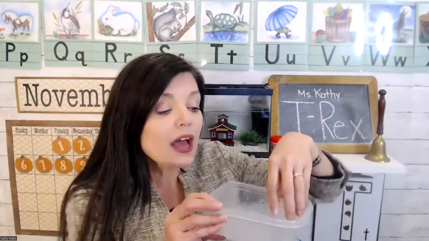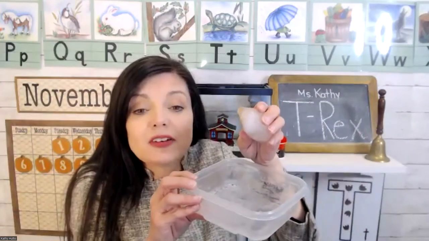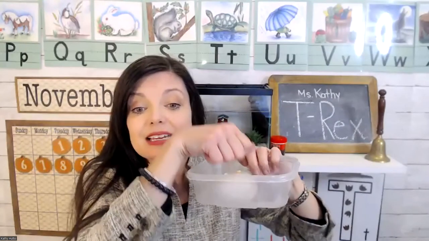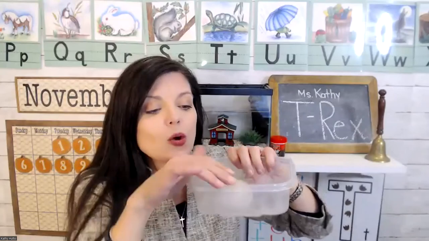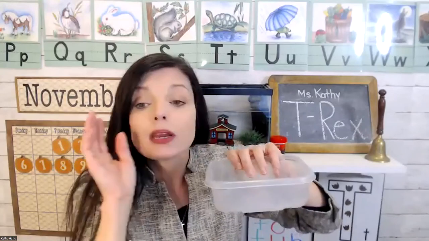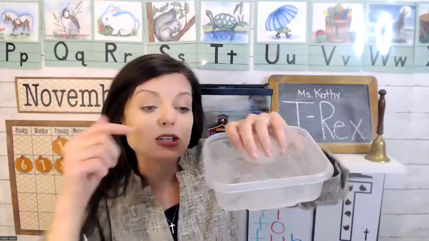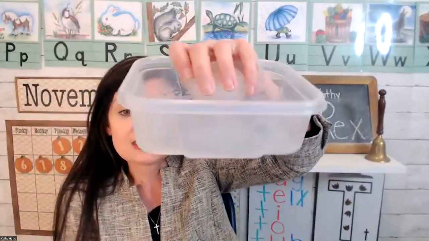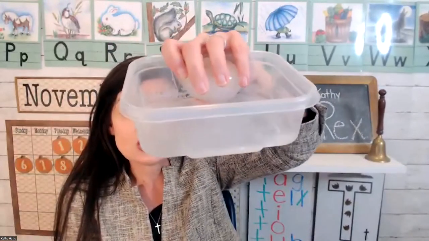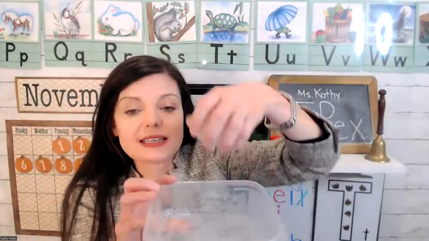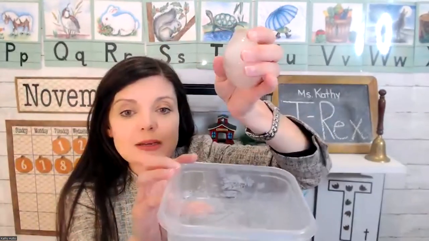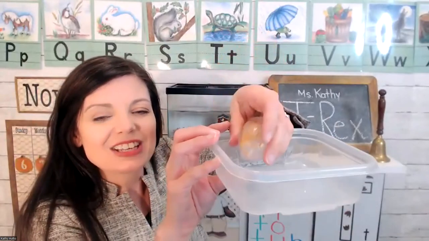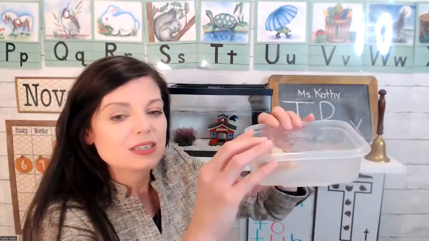So when water gets cold enough, it turns to a solid, like this ice, and it's really hard. When it warms up just a little bit, it turns back into water, like that liquid you can see in the bottom of this dish. Our ice is melting. You can even see some drops, drop, drop, drop, as our little dinosaur egg melts.